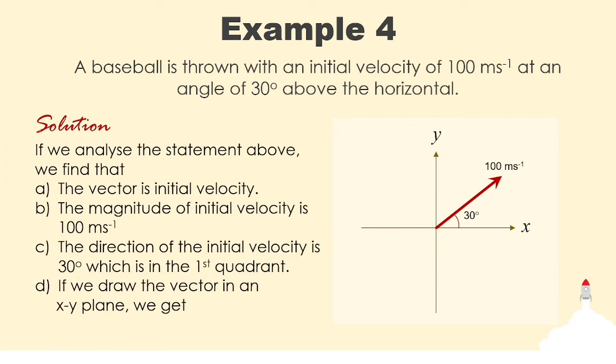If we analyze the statement above, we find that the initial velocity vector has a magnitude of 100 meters per second. The direction of the initial velocity is 30 degrees above the positive x-axis, which is in the first quadrant. If we draw the vector in an xy plane, we get a vector as shown in figure.